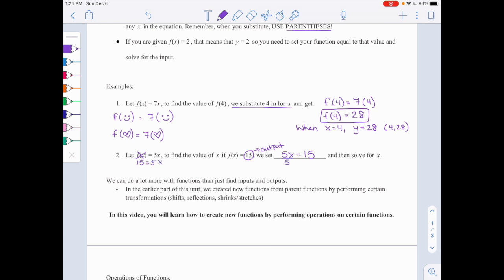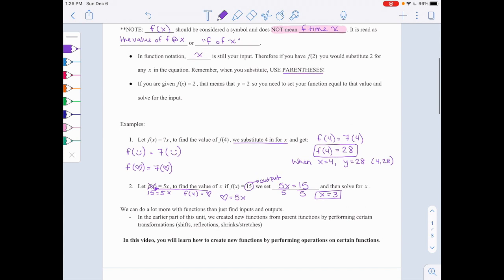And then we solve. So in order to solve this, I would divide both sides by 5. So x would be 3. Again, I can sort of do this for anything, right? If I said f of x equals heart, then I would make this heart equals 5x, right? I'm putting the heart where f of x was, not just the x, but the whole thing.